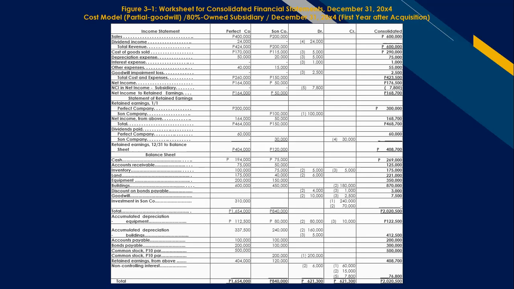Then for entry number 3, we debit cost of goods sold, debit depreciation, debit interest expense for the amortization of discount. Then debit goodwill impairment loss for 2,500, and debit accumulated depreciation of buildings, 5,000. Then we credit inventory for 5,000, credit discount on bonds payable 1,000, credit goodwill for 2,500, and then credit accumulated depreciation of equipment for 10,000. Now, these are your debits and credits in number 3.